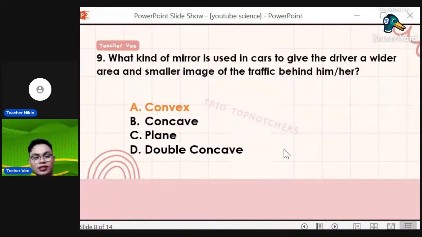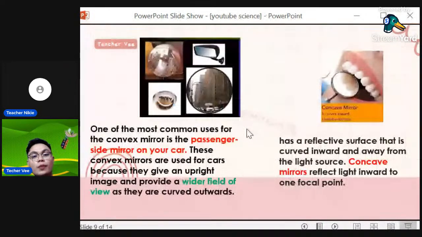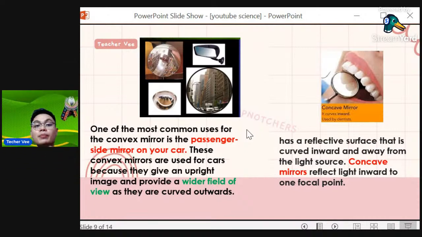Okay. So that's convex, no? Convex. One of the most common uses for the convex mirror is the passenger side mirror on your car. Oh, sana all may car, diba? These convex mirrors are used for cars because they give an upright image and provide a wider field of view, as they are curved outwards.